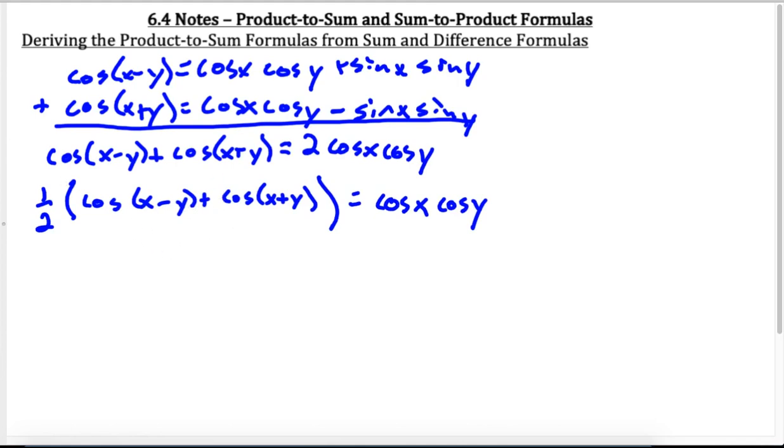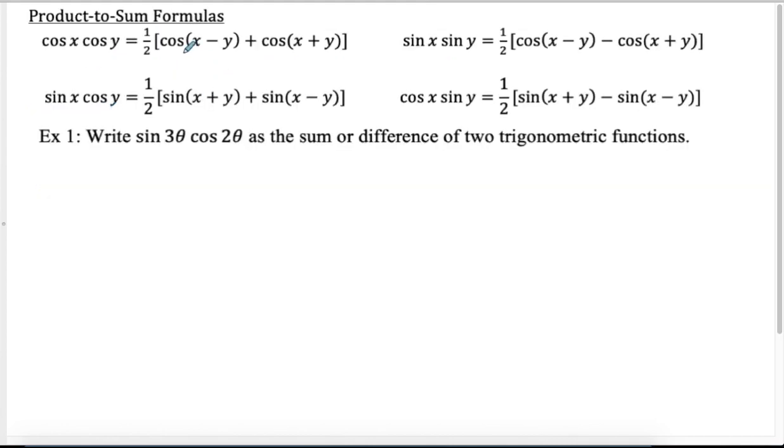All right? So the rest of the formulas can be derived in a very similar way by adding and subtracting different versions of our sum and difference formulas. Okay, but here are what all of those end up looking like. Okay, if we've got cosine of some angle times cosine of another, or sine of some angle times sine of another, or sine of some angle times cosine of the other, or vice versa, cosine of some angle times sine of the other. All right.